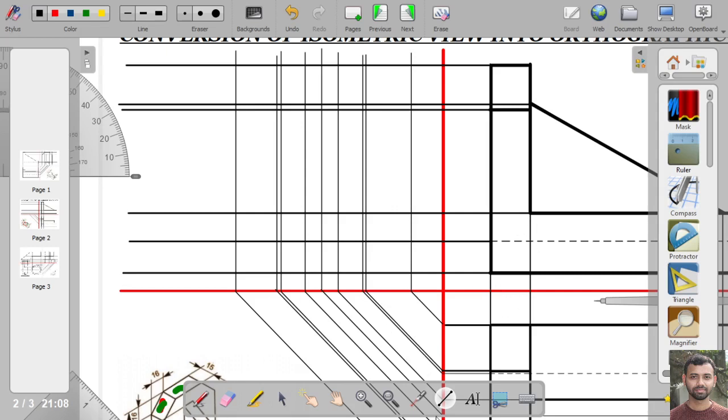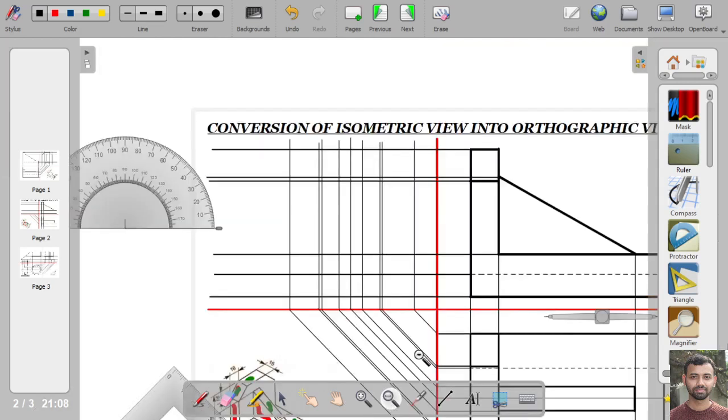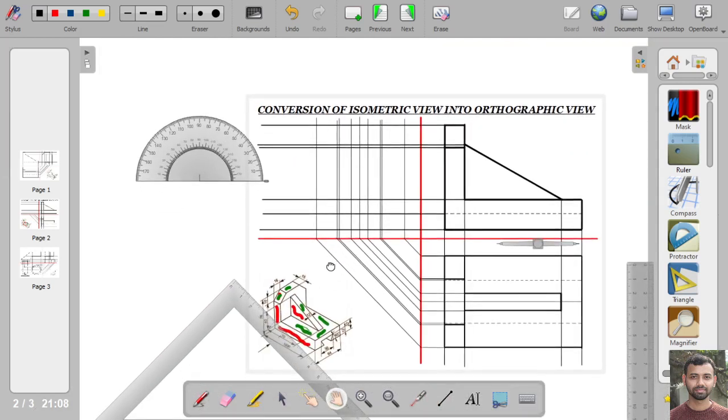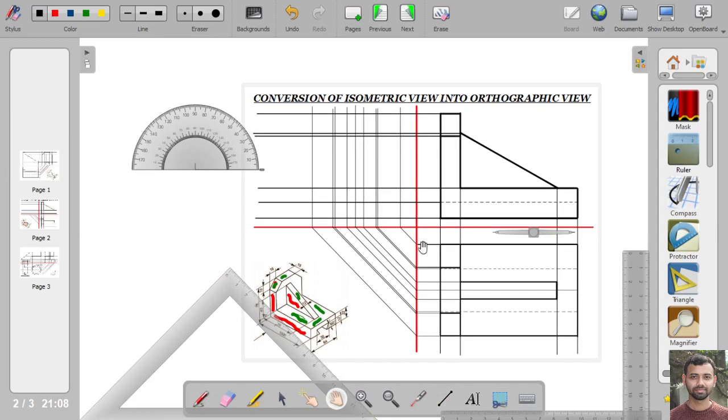Now we have to locate all these points on this side. So how can we find it? Say this projection line is for this one. For this portion, this is the projection line. So this portion is coming on the top view at this part. So we can say that the projection of this point is this one.